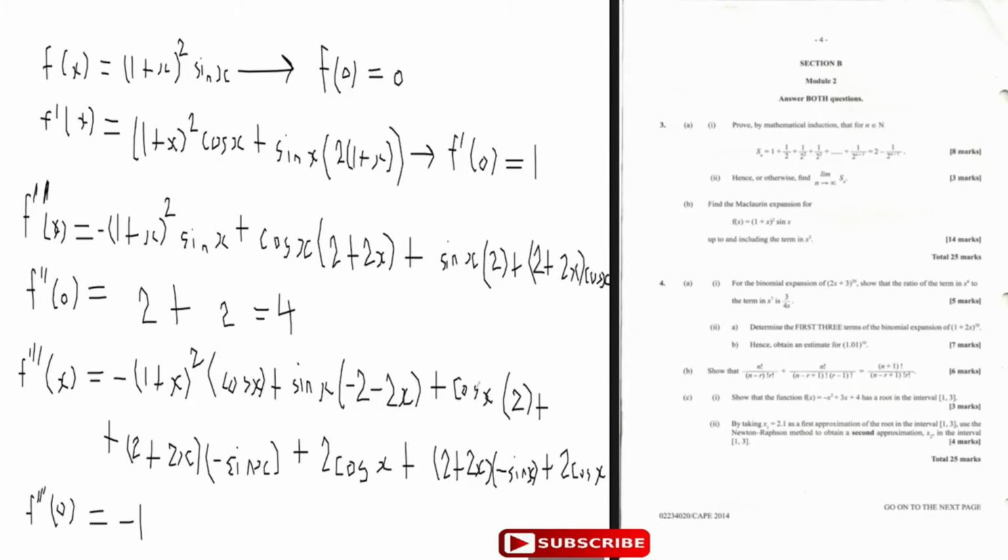Plugging in 0 here gives 0, plugging in 1 here, that's 2. These are all zeros, plus 2 again. Plugging in 0 here, that's plus 2 again. So this works out to be 5.